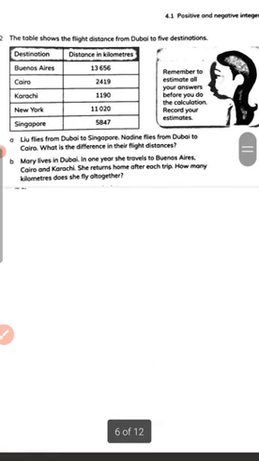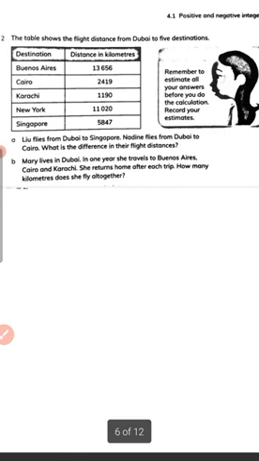Next question is: the table shows the flight distance from Dubai to 5 destinations. Destinations means the place to which a person travels.